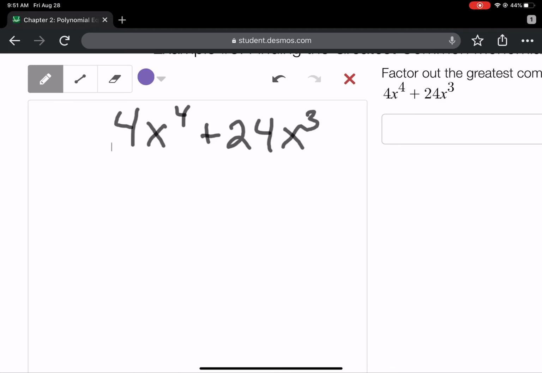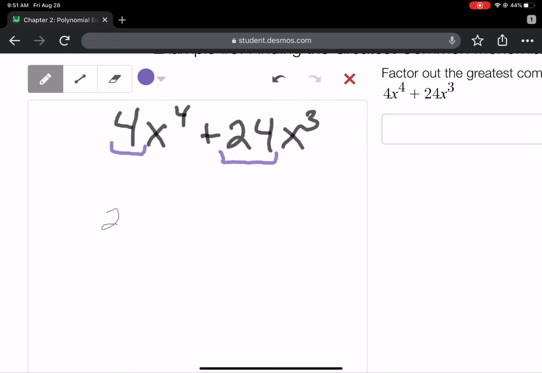So what I want to do here first is I want to start with our numbers. Okay, so I'm going to look at my two numbers and I'm going to think in my head, what are the two numbers? What is one number that I can multiply to get both of these terms?